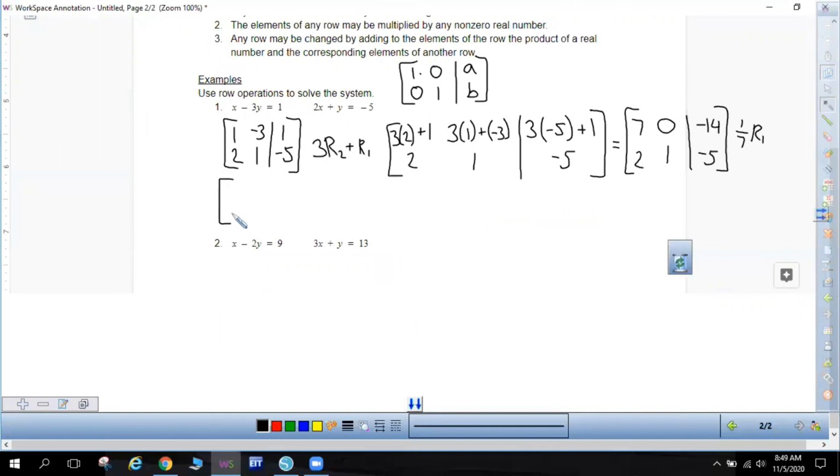Okay, here's what that does. 7 times 1/7 is 1, which is what we wanted. 0 times 1/7 is still 0. -14 times 1/7 is the same thing as -14 divided by 7, which would be -2. And right now, the second row is not changing. 2, 1, -5.